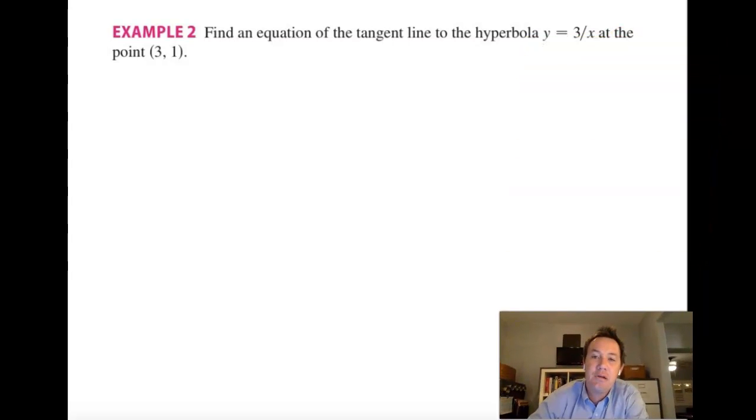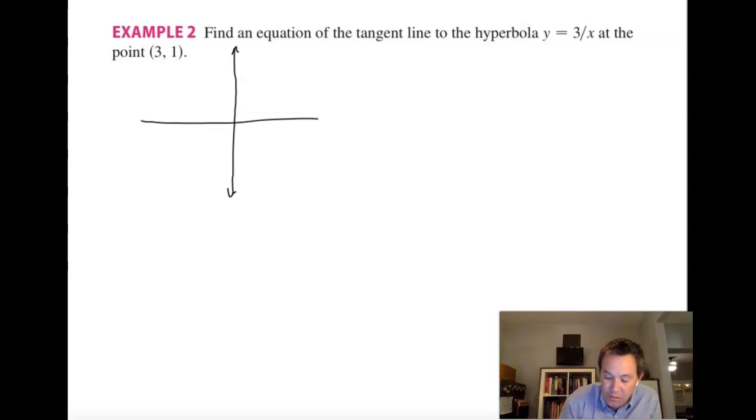So let's do this one. We're going to use the new definition. Find the tangent line to the hyperbola y equals 3 over x at the point (3, 1). Now you may not off the top of your head know what 3 over x looks like as a graph, but I'll show you just because I think, again, understanding the geometry is a little bit easier. Or maybe you do know. It's just going to be something like this.